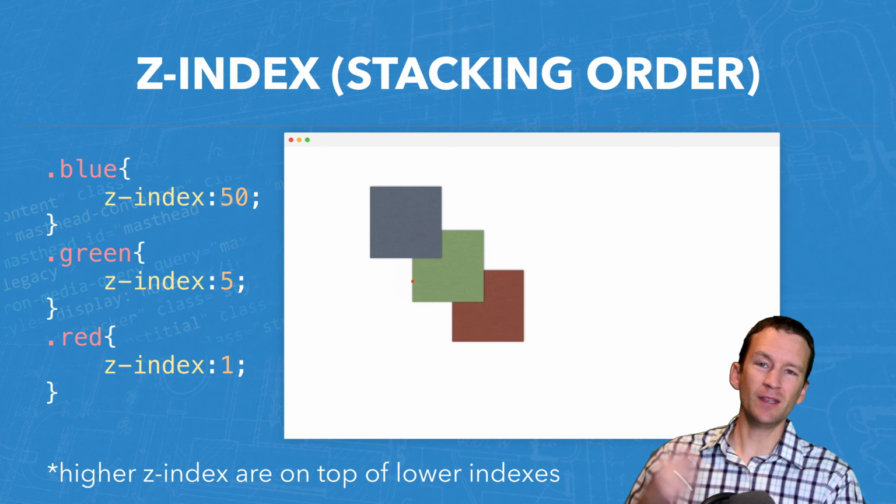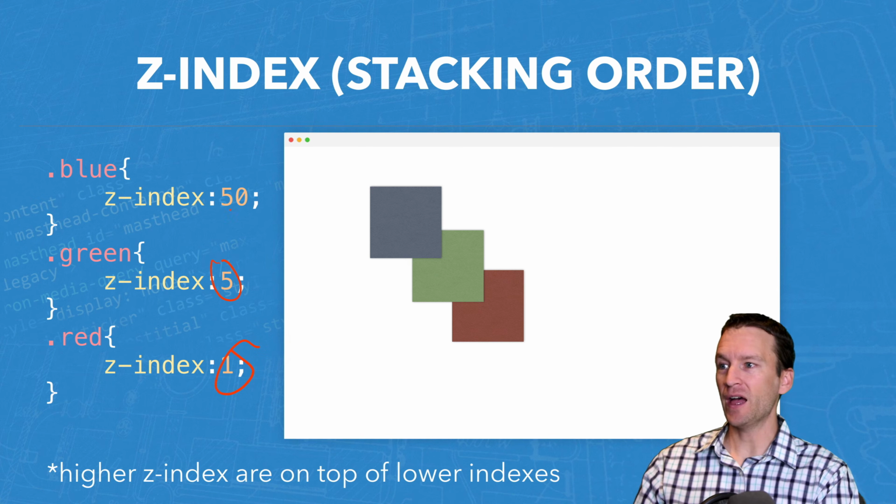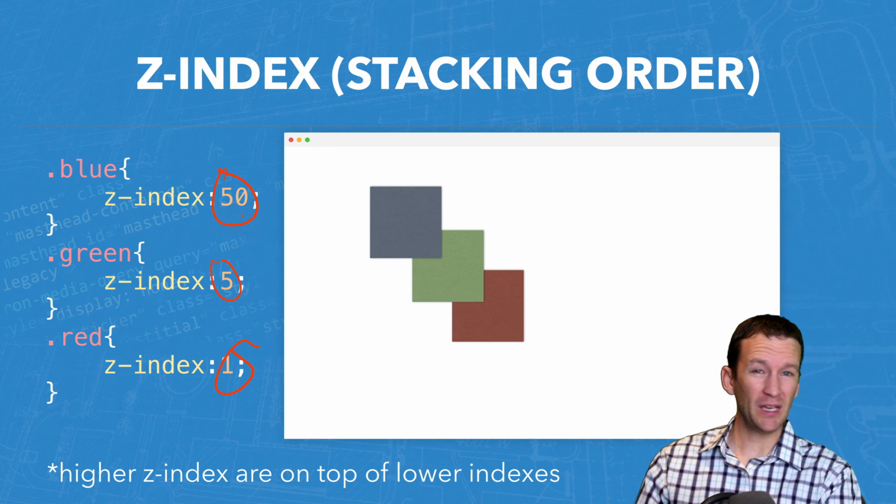It should be noted here in this slide that you don't have to do 1, 2, 3. You can do 1, 5, 50. And notice that this is a unitless number. It's not 50 pixels, it's just 50 as in a number. And I actually recommend you give yourself a bit of a gap.